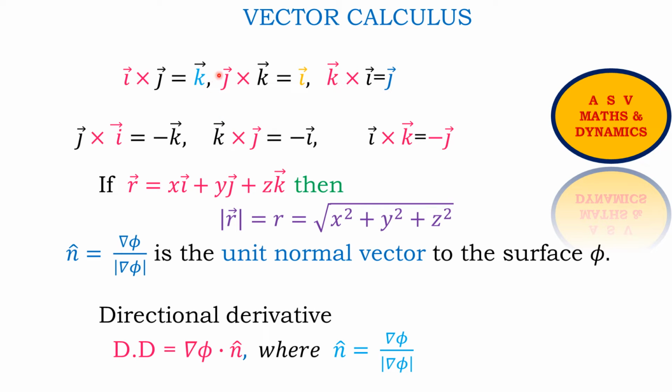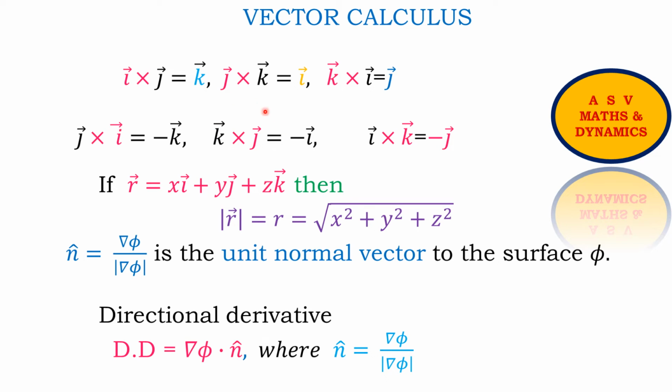If you change the order, you immediately get the negative. For example, instead of i cross j, if you get j cross i, you have to put minus k. K cross j, but the order is j cross k only. If the order changes, you will get negative i. K cross i is the order, but here you are getting i cross k, which equals minus j.